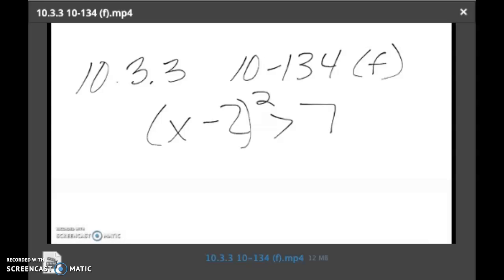This is lesson 10.3.3, problem 10.134F. All right, we have the quantity x minus 2 squared greater than 7.